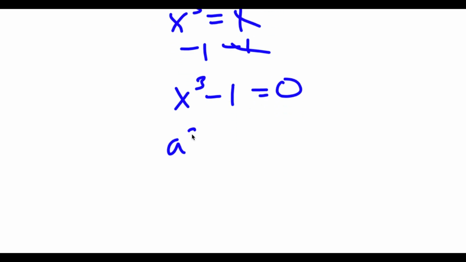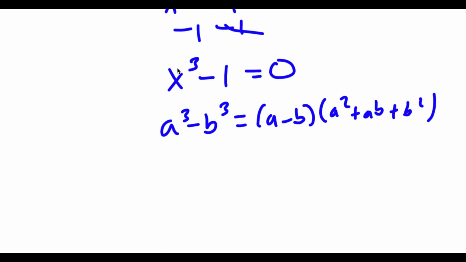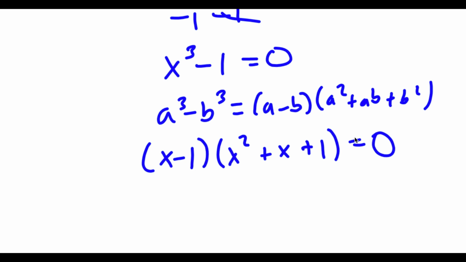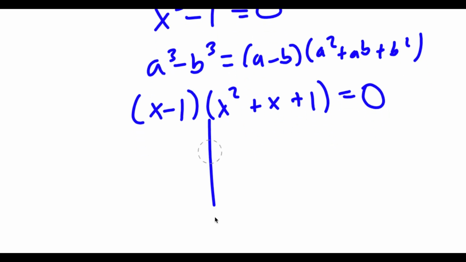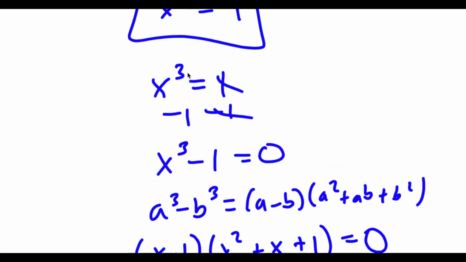And if I have something in the form a to the power of 3 minus b to the power of 3, this is equal to a minus b times a squared plus ab plus b squared. So in this case, this is going to equal x minus 1 times x squared plus x plus 1, which is equal to 0. And this gives me two equations. I get x minus 1 equals 0, and x squared plus x plus 1 equals 0. So for x minus 1 equals 0, we get x equals 1, which we already got before.